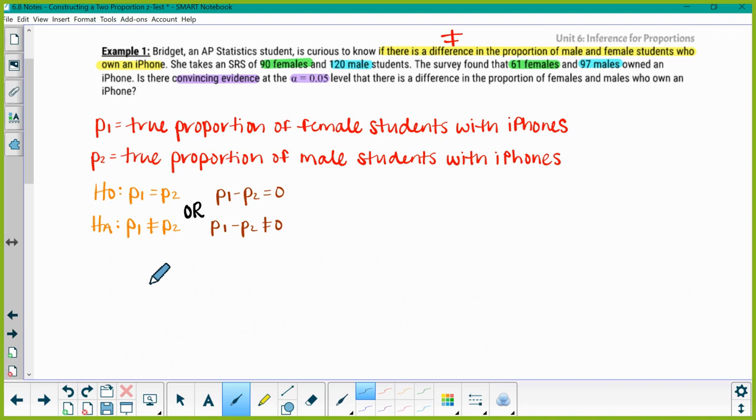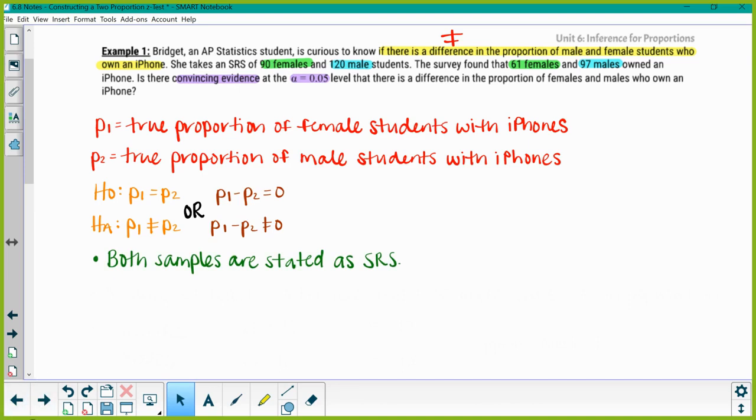So I have defined my parameter and stated my hypotheses. Now I'm going to go in and check my assumptions. The first one is my randomness assumption, and it states that she took an SRS of both 90 females and 120 male students. So I'm just going to say both samples are stated as SRS.